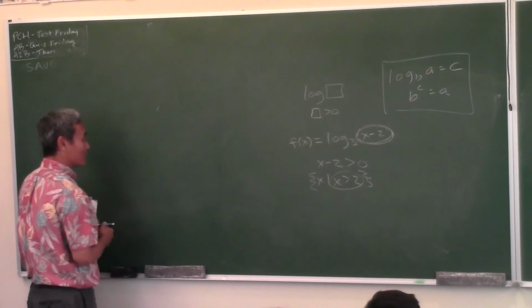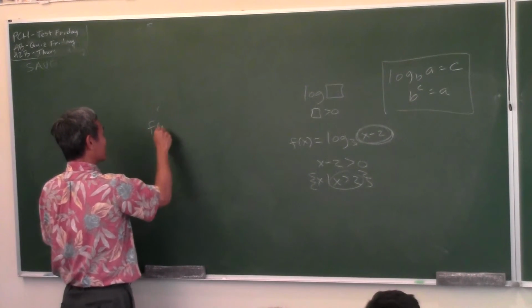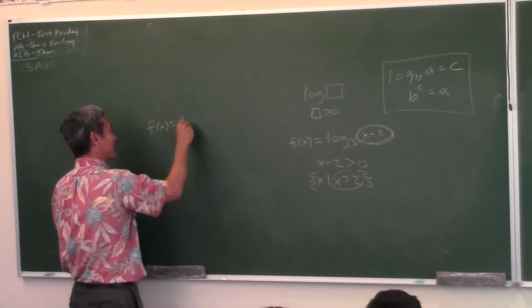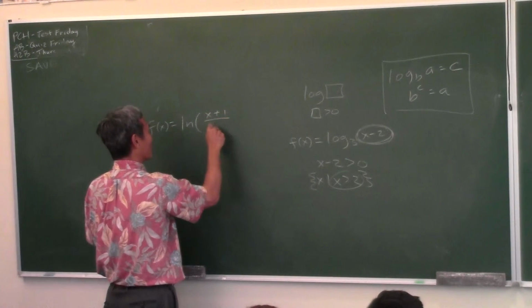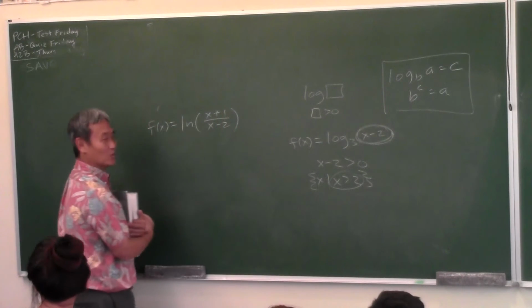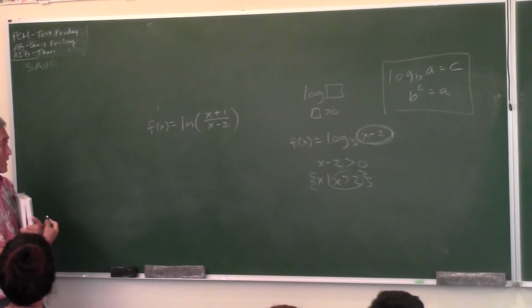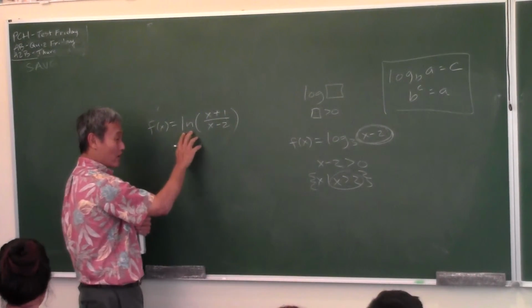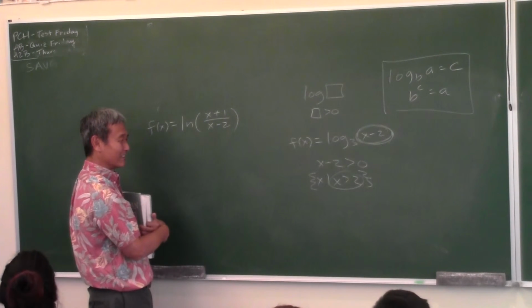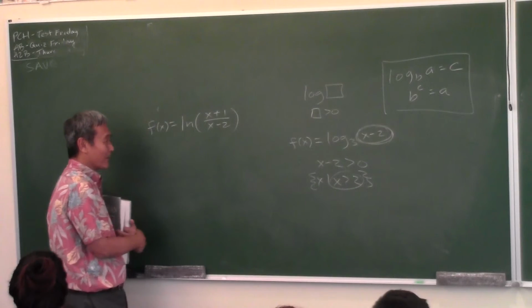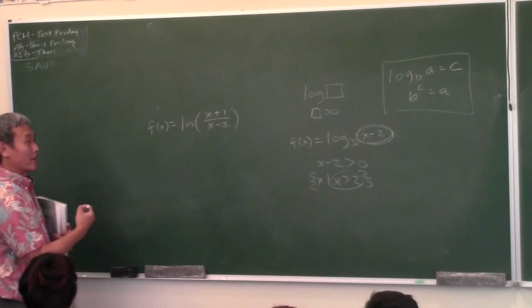Okay, last example, we're almost done. F of x is equal to natural log of x plus 1 over x minus 2. Now, don't get scared with natural log. That just means log base e, right? And what is e again? 2.7, right? It's just a number. Okay, so how do you find the domain?